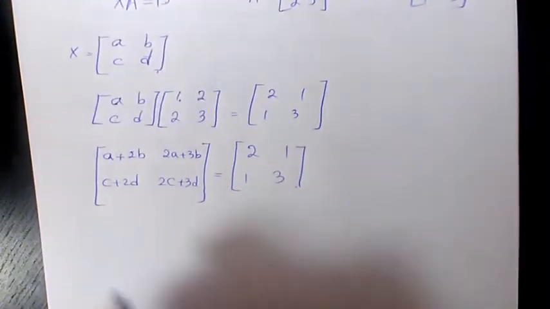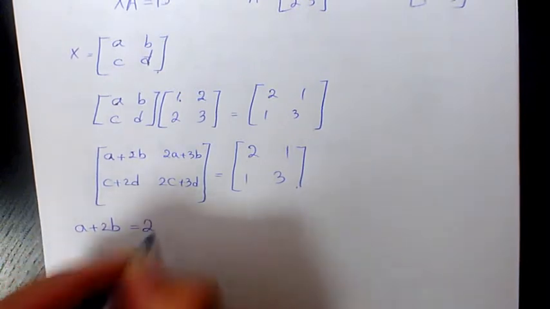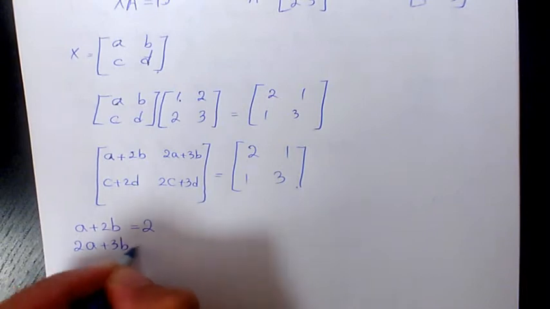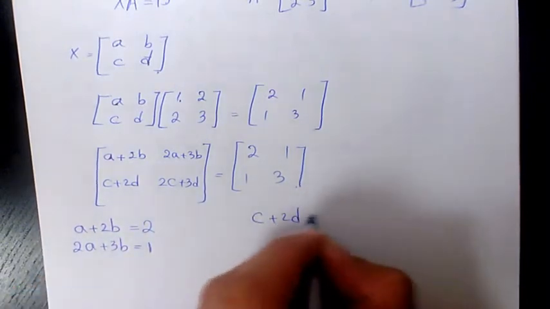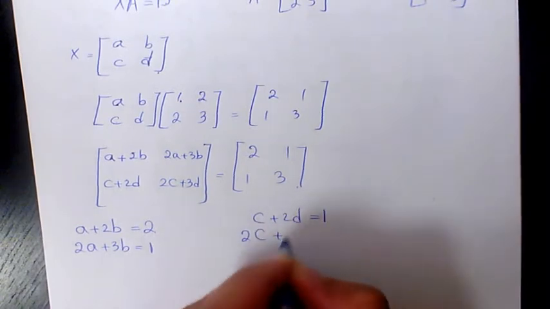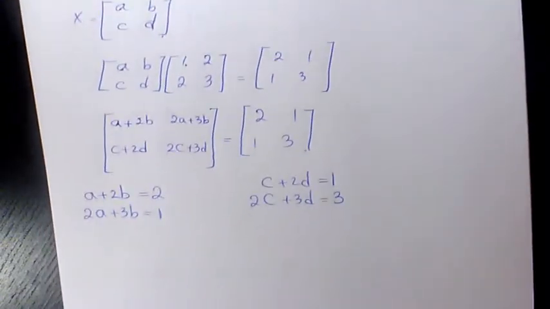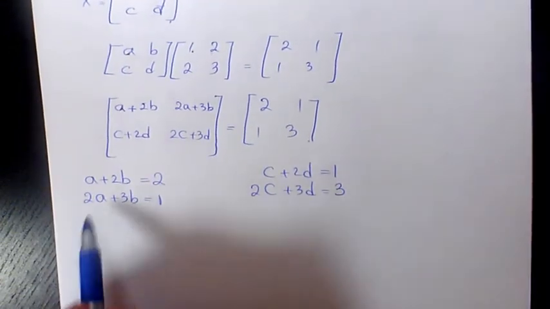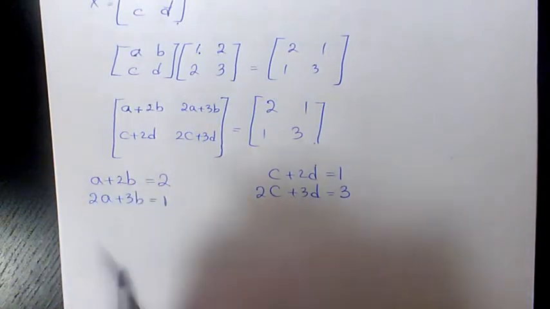So we're going to say a plus 2b is 2, 2a plus 3b is 1, c plus 2d is 1, 2c plus 3d is 3. Now we need to solve it for a, b, c, and d. So 2a plus 3b is 1 and a plus 2b is 2.